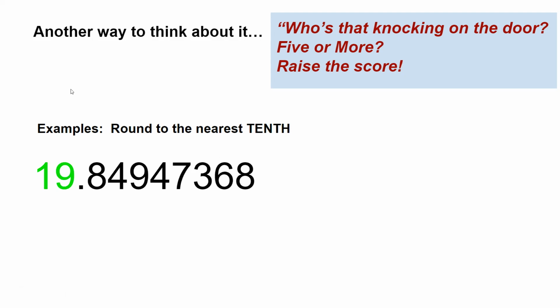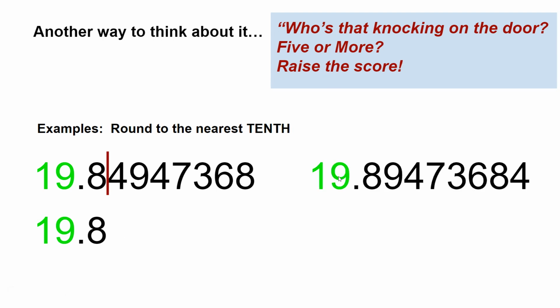What this means is let's put up a door just to the right of the number that we're rounding to. So here's our tenths place. Let's put up a door just to the right of it. And then look at who's knocking on that door. If it's 5 or more, raise the score. The implication there is that if it's not 5 or more, we're just going to leave it alone. So this is not 5 or more. So our answer becomes 19.8.